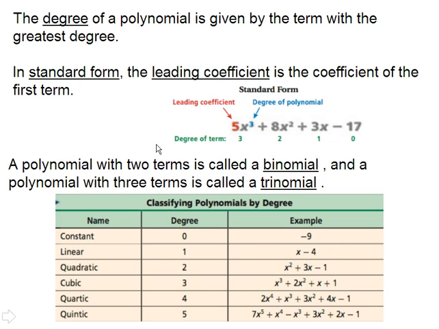Now, as we go from a monomial, when we add another term or subtract another term, it's called a binomial. If we add or subtract a third term, then we have a trinomial. And in this chart here, you can see we have the names of different polynomials, the degrees, and different examples. These are all considered polynomials. But you can see here we have a constant, a linear. We've talked about linear equations, quadratic equations, degree 2, power of 2. Cubic is degree 3, quartic, and quintic.